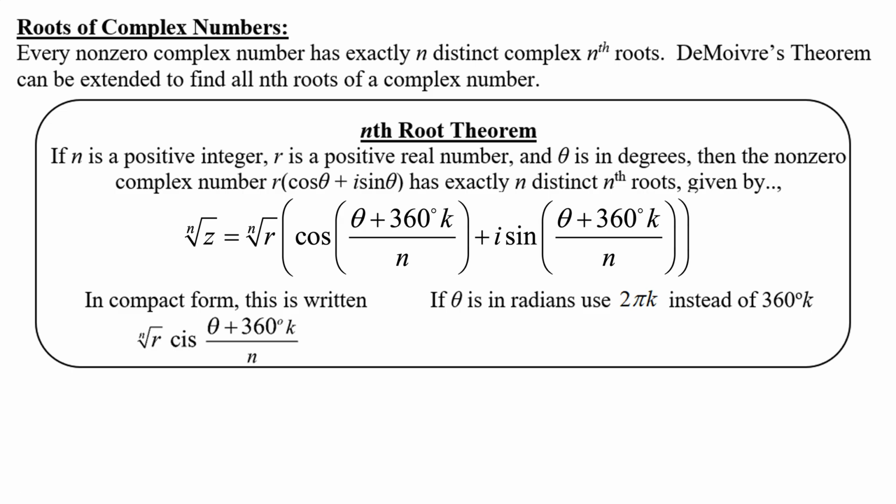So here, if n is a positive integer, r is a positive real number, and theta is in degrees, then a non-zero complex number, r(cosine theta plus i sine theta), has exactly n distinct roots, given by this formula: the nth root of r times the cosine of (theta plus 360 times k). Those are going to be revolutions around our circle. All that divided by n, the number of roots we're looking for, and you have the same setup for sine. I'm going to use this shortcut compact form, but you can also have theta be 2 pi times k instead of 360k.